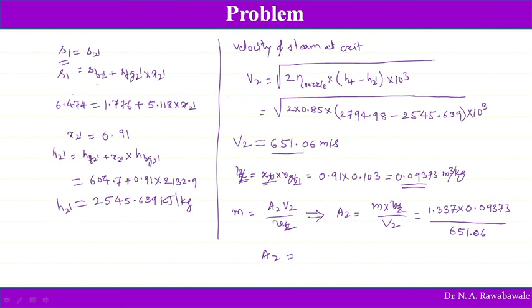So on simplification we get the area at exit as 1.337 into 0.09373 divided by 651.06, which is 1.9248 into 10 to the power of minus 4 meters square, that means 1.92 centimeters square. Something is wrong. We have done a wrong calculation, because the area at throat is smaller, and that is 32.2 centimeters square, while here it is 1.92. That mistake I will rectify and let you know in the next lecture. Here the velocity is correct.